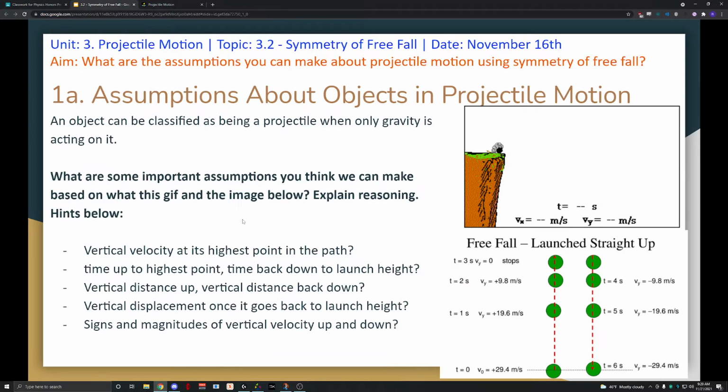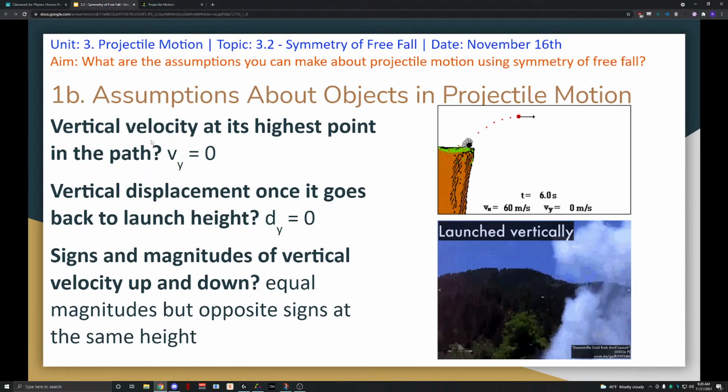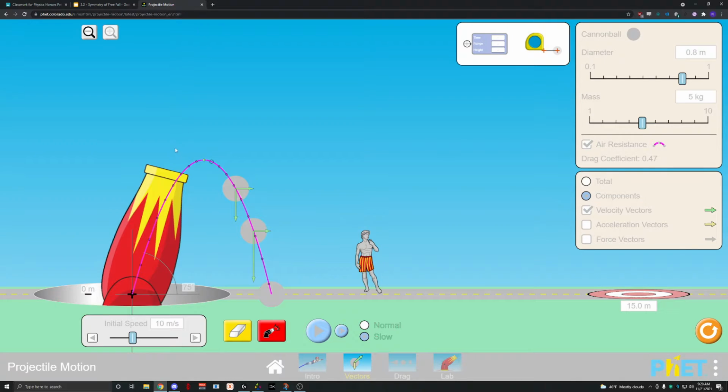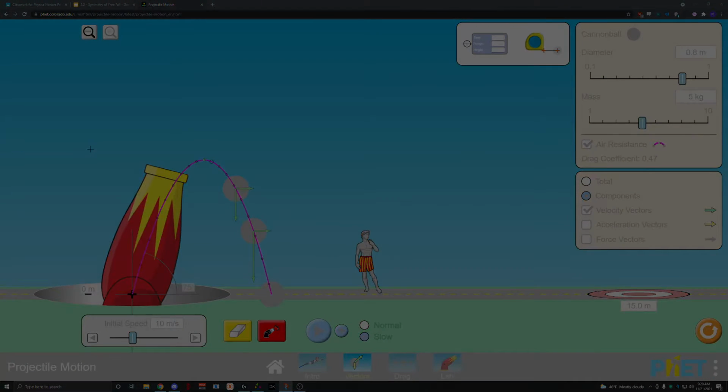Now, there are a few assumptions you have to make. This topic is about assumptions that you can make about objects in projectile motion. So let's go through some of the assumptions. The first assumption is that your vertical velocity at the highest point in your path is 0. Let's analyze that.